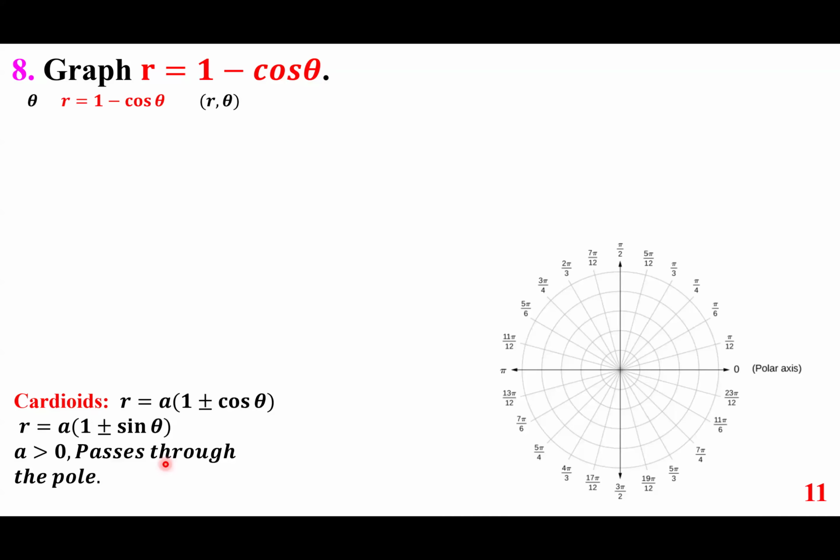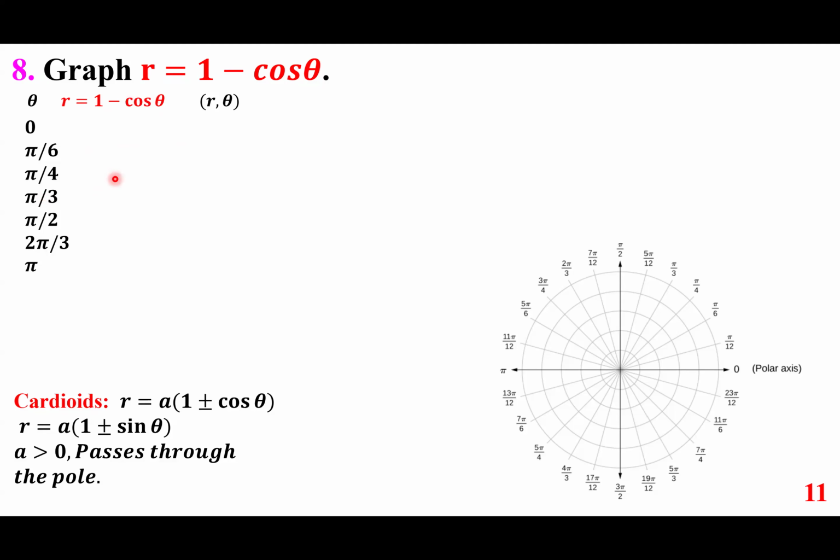And so theta and r. I'm going to start with easy points. If I plug in 0, as you know, cosine of 0 is 1, 1 minus 1 is 0. If I put pi over 6, 1 minus square root of 3 over 2. If I put pi over 4, 1 minus square root of 2 over 2. If I put pi over 3, I get 1 half. 1 minus 1 half is 1 half.